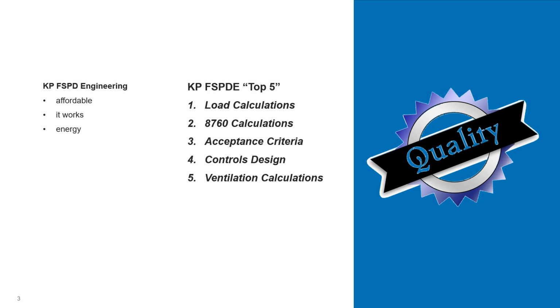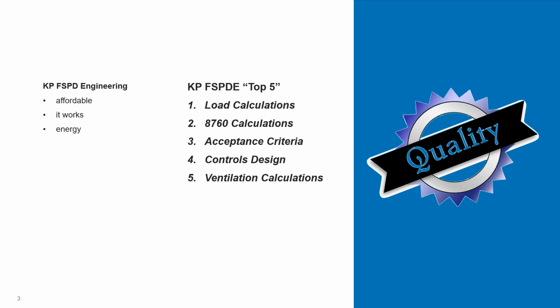So through these next couple slides, I'm going to walk through the top five list of design issues that we're dealing with in the portfolio now. This is August of 2019, by the way, and so it may be outdated by the time you watch it. But those top five issues are load calculations, 8760 calculations, acceptance criteria, controls design, and then ventilation calculations. We'll spend a significant amount of time on ventilation calculations.